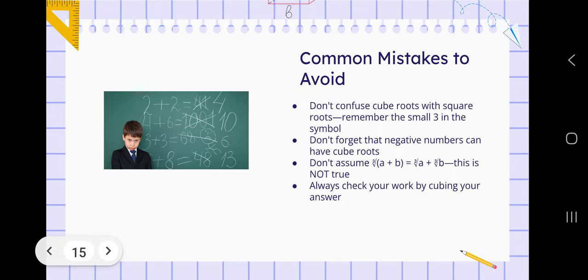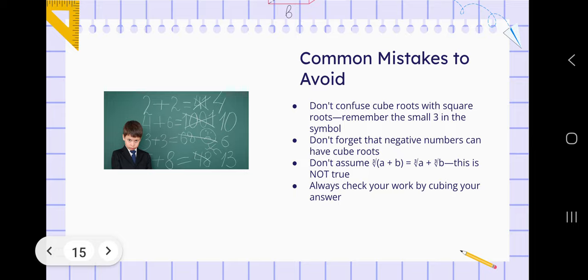So common mistakes to avoid. Don't confuse cube roots with square roots. Remember about the small 3 in the symbol. Don't forget that negative numbers can have cube roots. Then don't assume the cube root of a plus b is equal to the cube root of a plus the cube root of b. This is not true.